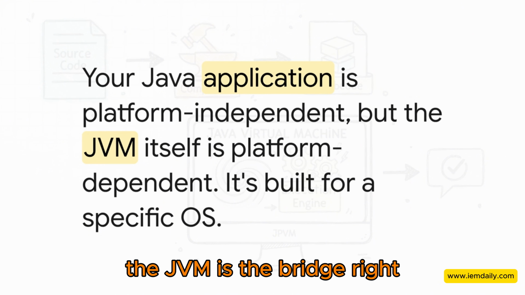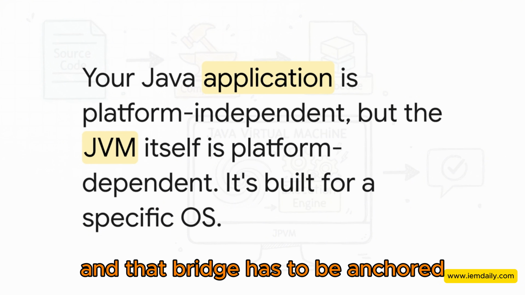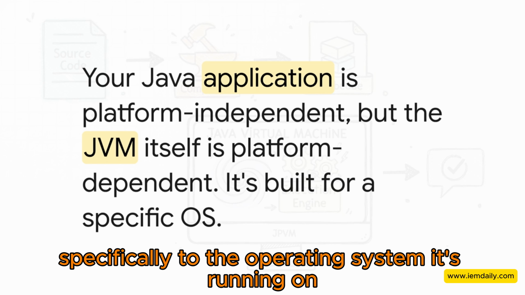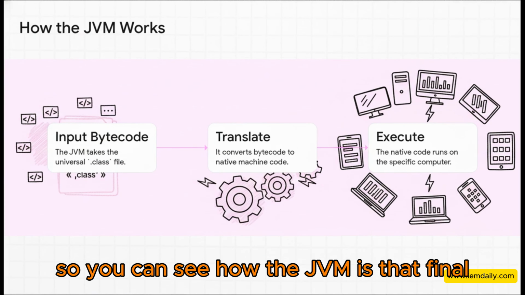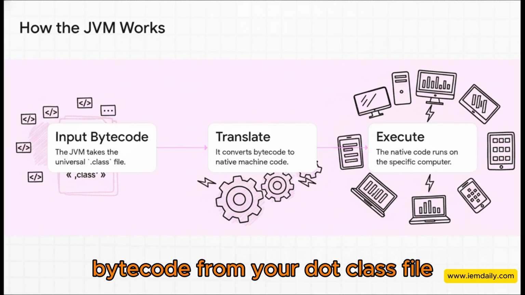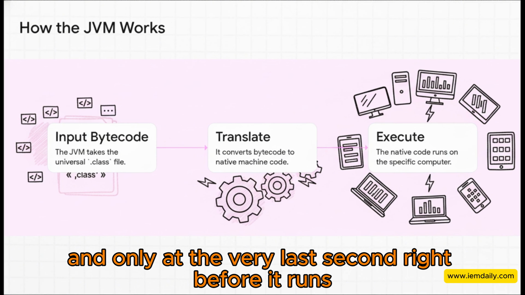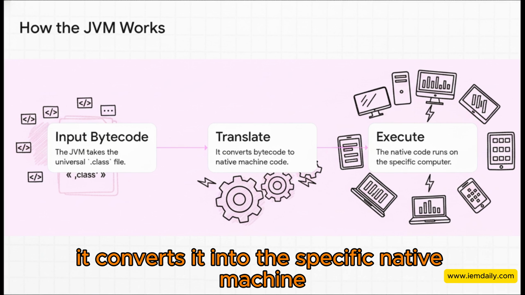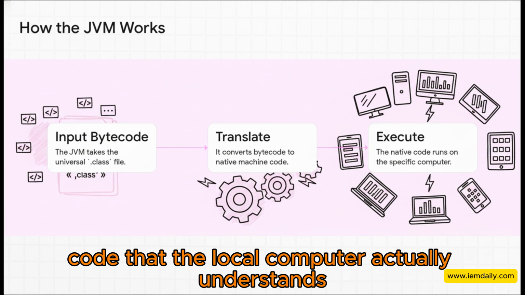The JVM is the bridge, right? And that bridge has to be anchored specifically to the operating system it's running on. So you can see how the JVM is that final, critical translator. It grabs the universal bytecode from your .class file, and only at the very last second, right before it runs, it converts it into the specific native machine code that the local computer actually understands.